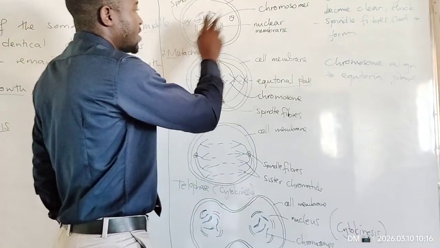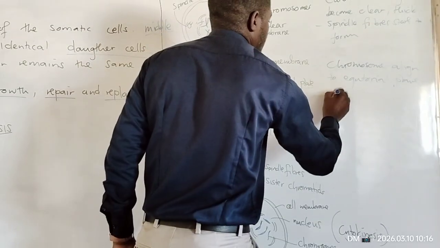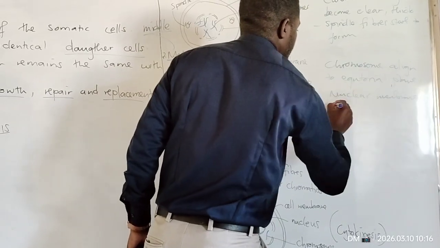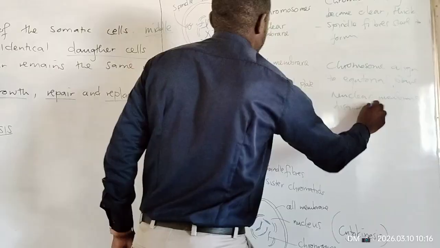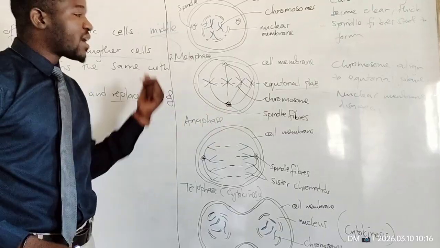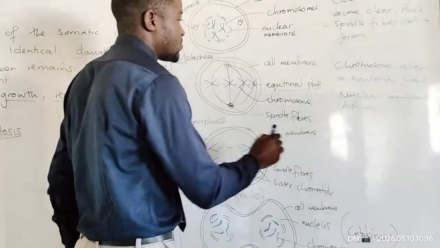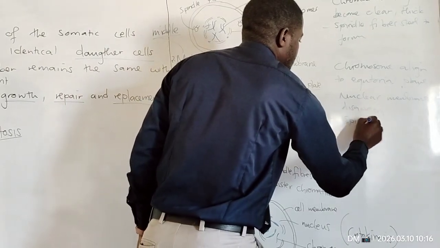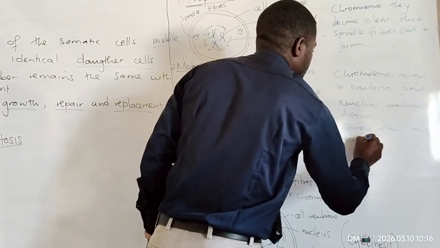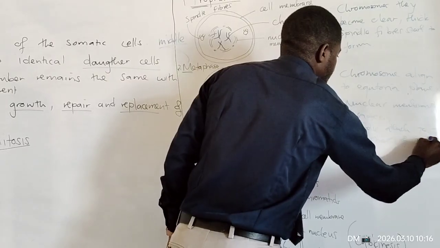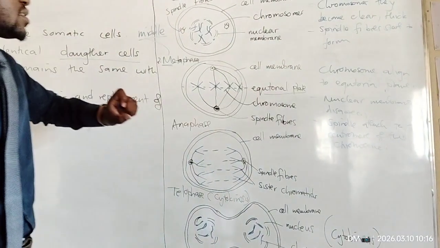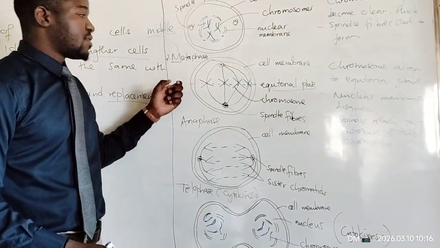And at this stage, the nuclear membrane has disappeared. Nuclear membrane is up here. So the chromosomes align to the midline. Nuclear membrane disappears. The spindle fibers attach to the centromere of the chromosome. So these are the major processes that take place in metaphase.